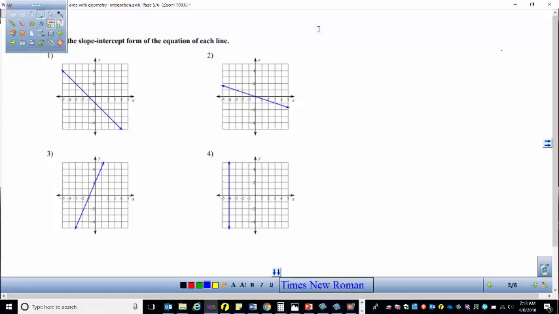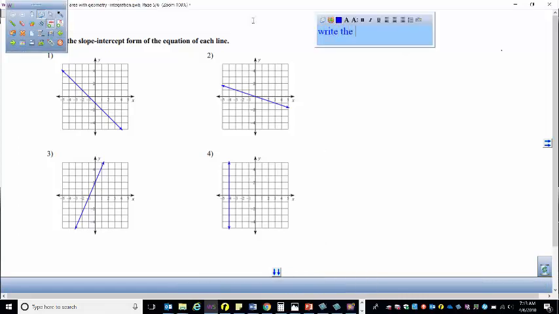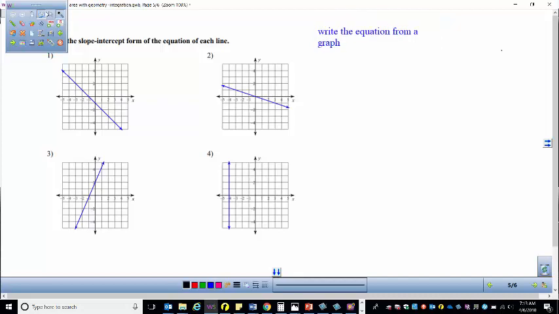Okay, so in this little lesson, we're going to look at how we write the equation from a graph. And in order to do that, we need to find the slope and the y-intercept. So for each one of these, we still need to find the slope and we need to find the y-intercept.